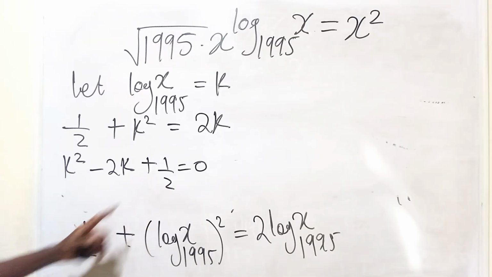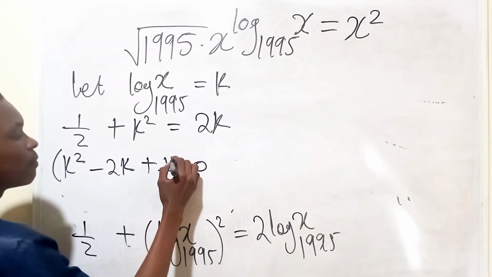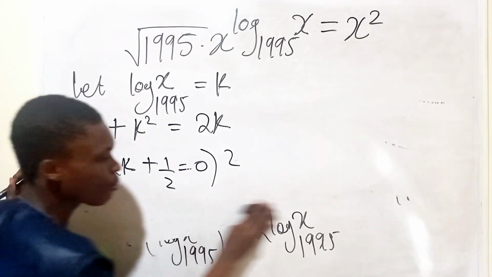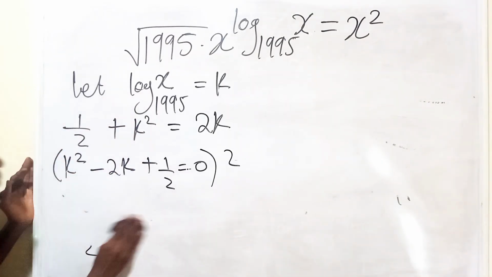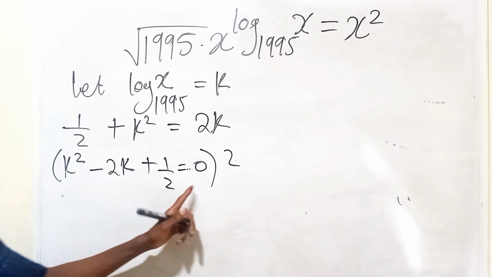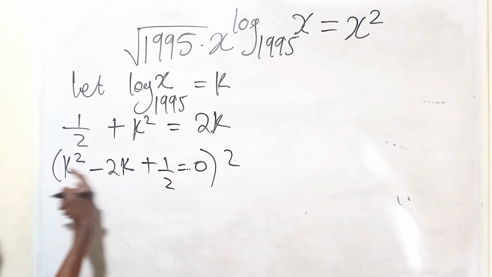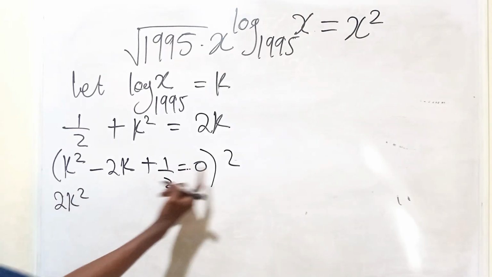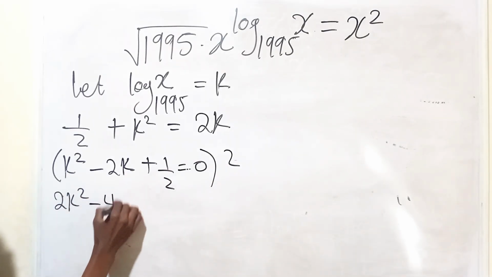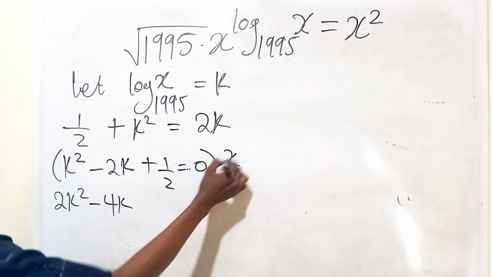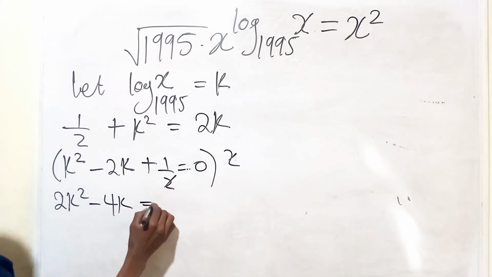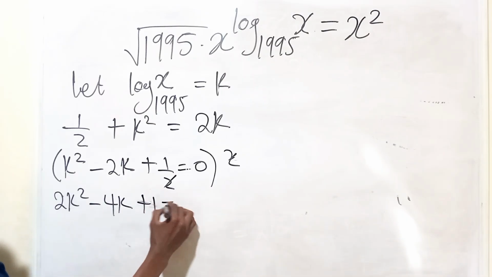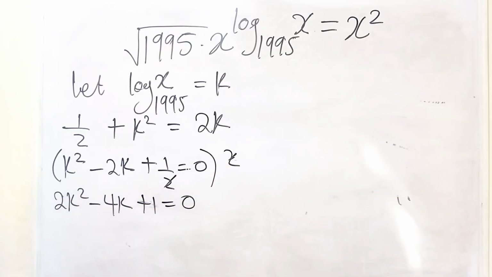But we need to get rid of this fraction, so let's multiply this equation by 2. 2 times k squared gives us 2k squared. 2 times negative 2k gives us negative 4k. Then 2 times 1 over 2, the 2s cancel out, and we have plus 1 equals 0, because 2 times 0 gives us 0.